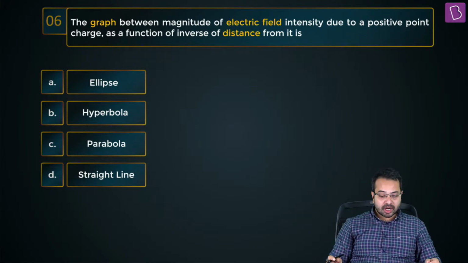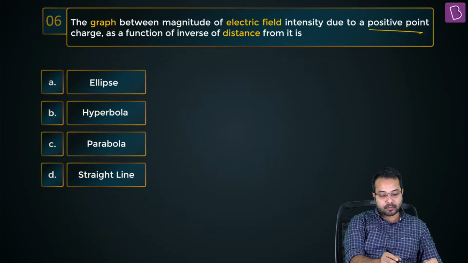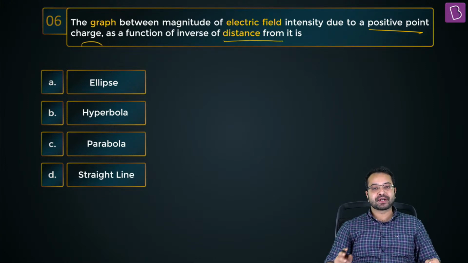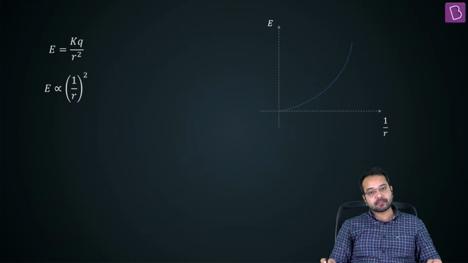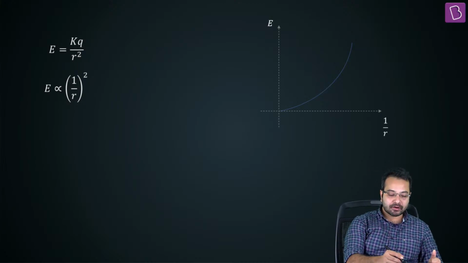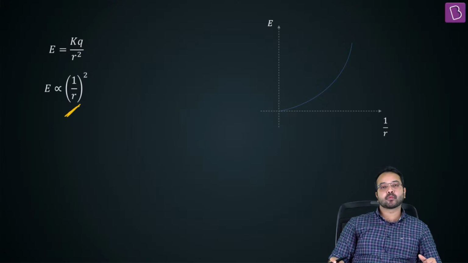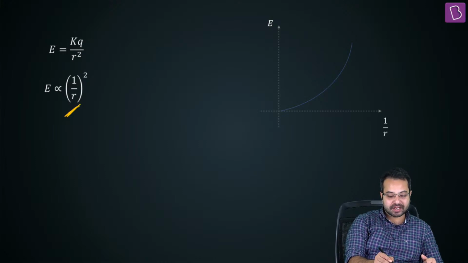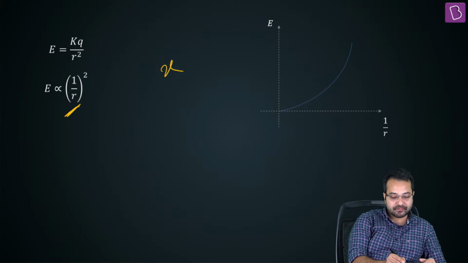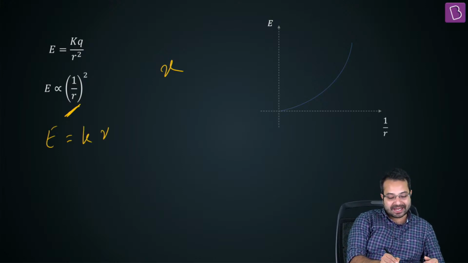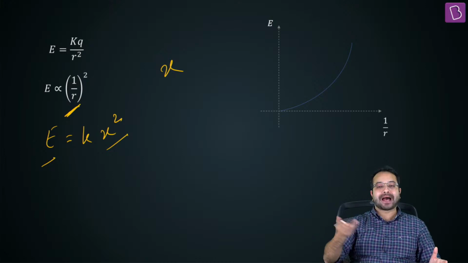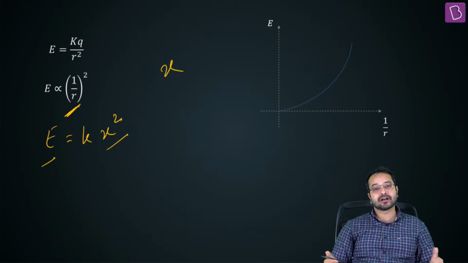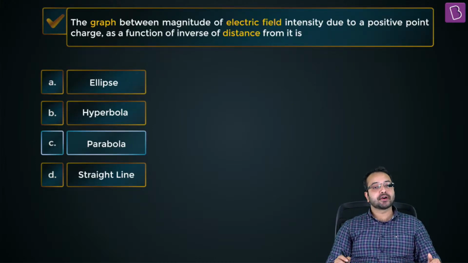Next, the graph between magnitude of electric field intensity due to a positive point charge as a function of inverse of distance from it is. Okay, so we have to find out the electric field as a function of inverse of distance. Let's see. So the electric field is given by KQ by R square, but here what is our variable? Our variable is 1 by R. It is not R. The variable is 1 by R. So 1 by R, we can take it as a separate variable. Let's say it's X. So this is going to become E is equal to K into X square. So if you're plotting E and X, then this graph is going to be a parabola. It's like a quadratic expression. So option C is going to be the correct option.